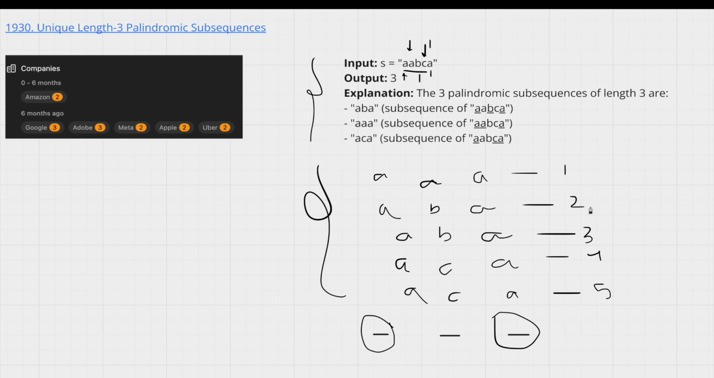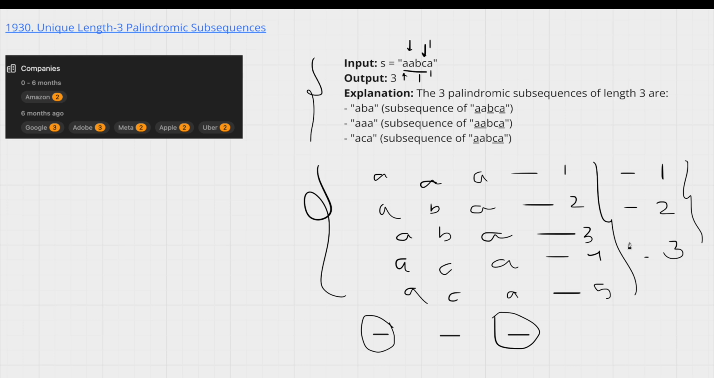But in the question, they have told us to find the unique palindromic subsequences. So what are the unique ones? The first one is unique, which is 1. The second and third are the same, so they both give us 1, which means 2. And the fourth and fifth, ACA, are the same, which gives us the third one. So these are the 3 palindromic subsequences which are unique.